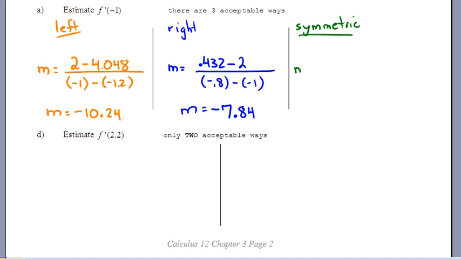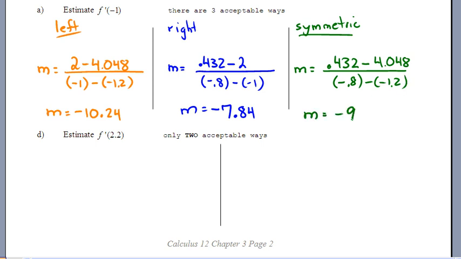Looking at the slope for that, again, it's just going to be a grade 10 slope calculation. Final y value is 0.432. That's just directly off the table. The original y value would be 4.048. And then the difference in the x's, final x would be -0.8, and the original one would be -1.2. Now the number ends up being -9.04. To be honest, I don't really care too much about the number.